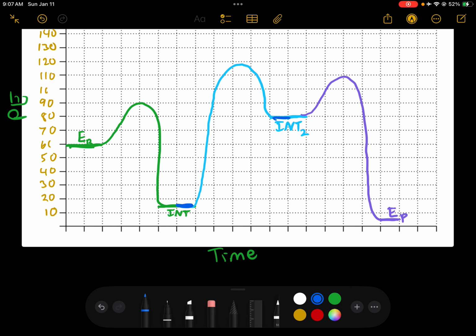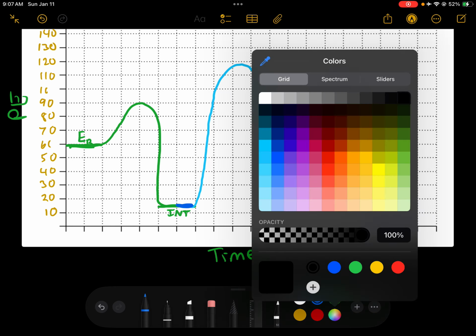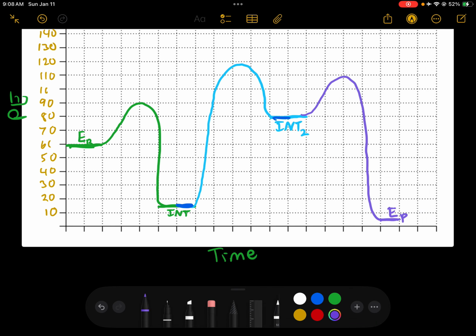And my last step was exothermic, and it was also a fast step, so I should have lost energy over time with a very small hill. Again, I can see that I lost energy and that my hill size is not that big. All right, so that's my sketch.